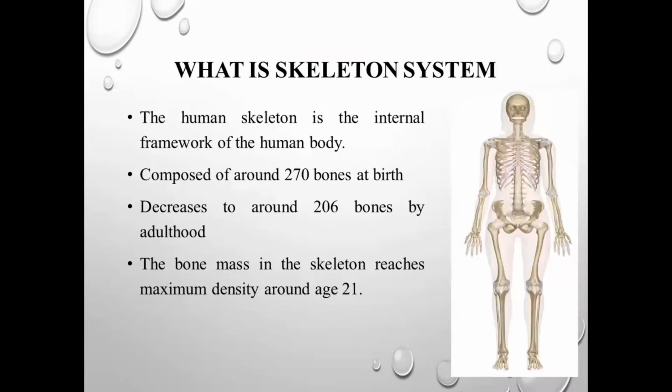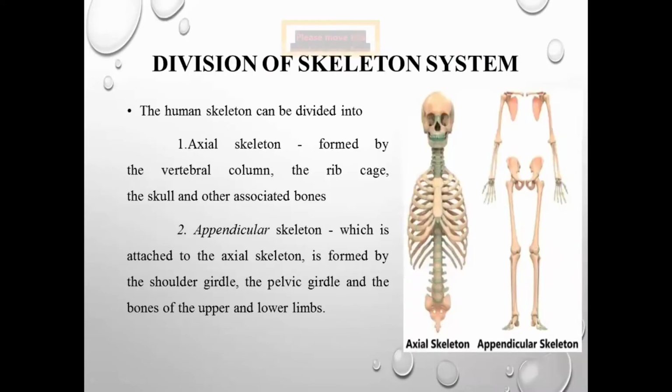Right. So next we're going to see about the division of skeleton system. The human skeleton system is divided into two: one is the axial skeleton, and the other is the appendicular skeleton. So for the axial skeleton, you can see the diagram. You can see my cursor over here. This diagram tells about your axial skeleton.